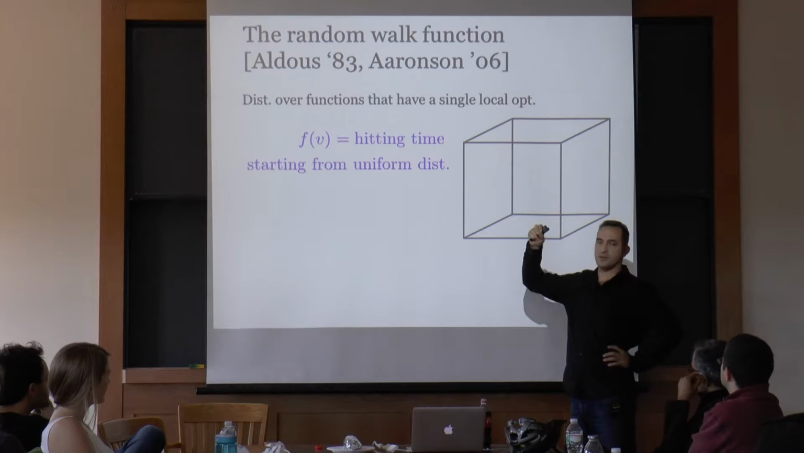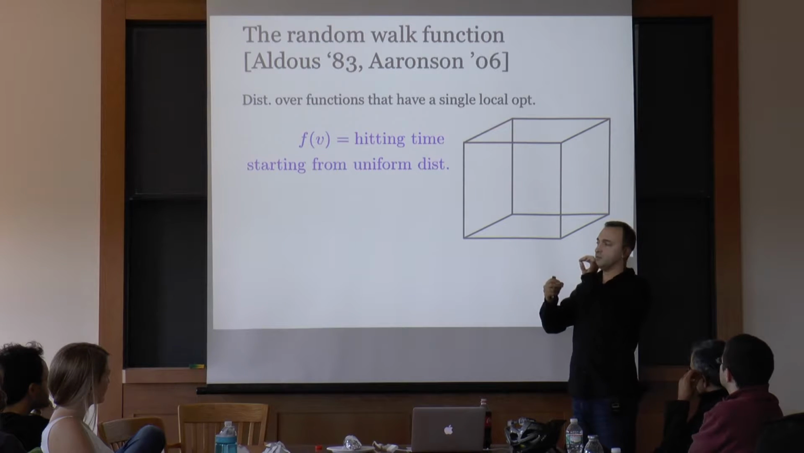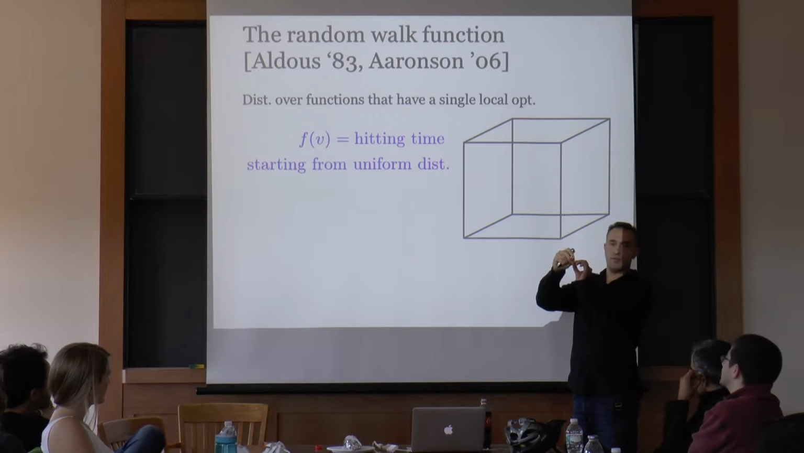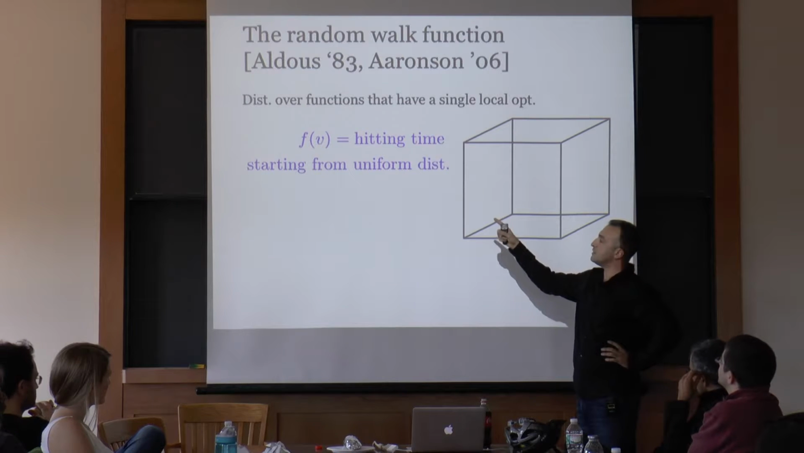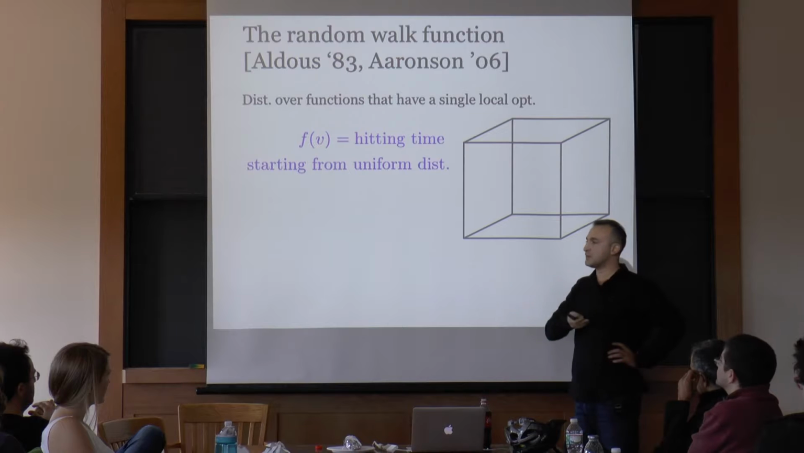So random walk meaning that it's d-dimensional, there are 2 to the d vertices. You pick one at random, then you go to a neighbor. There are only d neighbors, with Hamming distance 1. You go to it at random and continue. And the function is going to be the hitting time, the first time you reach a vertex, starting from the origin. This is a distribution over functions.